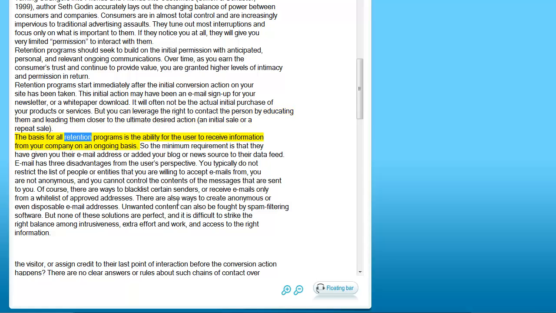The basis for all retention programs is the ability for the user to receive information from your company on an ongoing basis. So the minimum requirement is that they have given you their email address, or added your blog or news source to their data feed. Email has 3 disadvantages from the user's perspective.